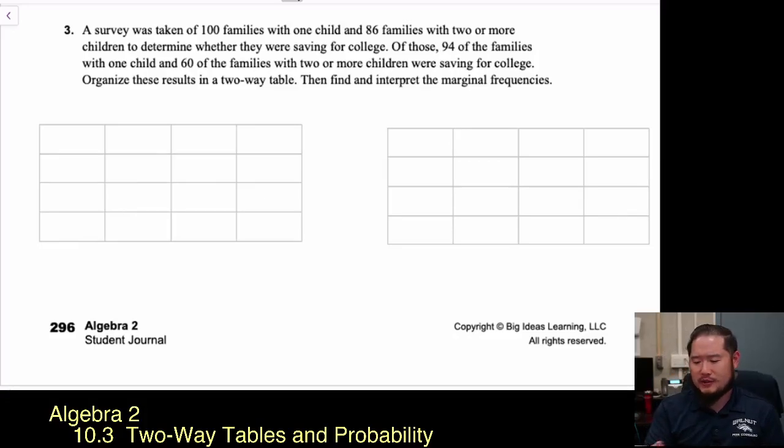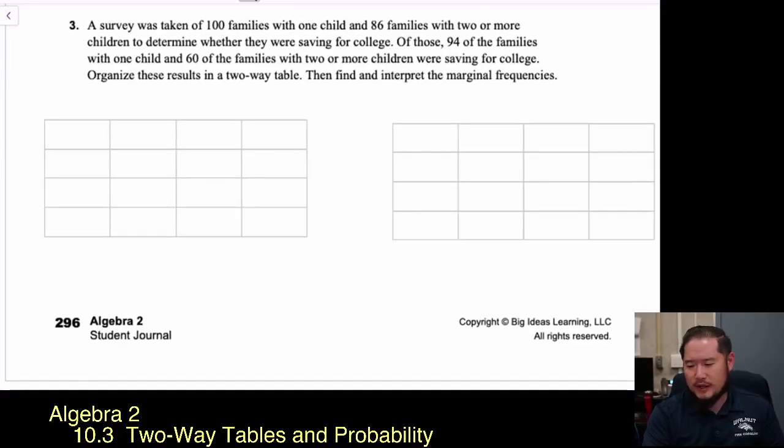All right, it says we have a survey taken of 100 families with 1 child and 86 families with 2 or more children, and determine whether they are saving for college. And so let's think about how we want to set this up. There's more than one way. There is no one correct way of doing this, okay? Because it depends on what you want your columns and rows to be.